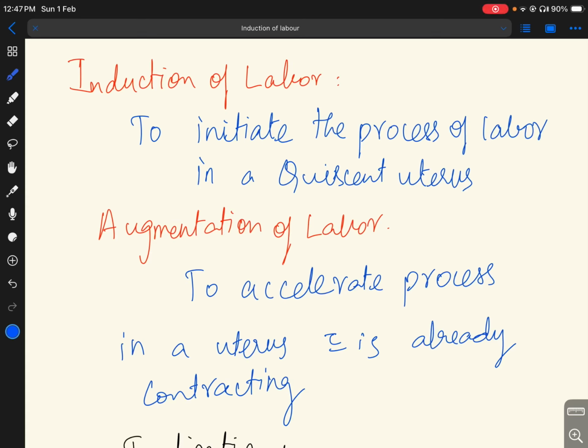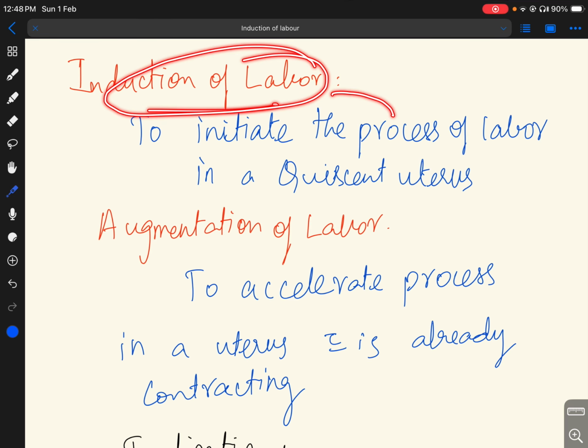Hi guys, today we'll move on to the topic induction of labor. Induction of labor is to initiate the process of labor in a quiescent uterus. That is, there is a difference between spontaneous labor and induction of labor. In induction of labor, we are artificially inducing the process of labor.